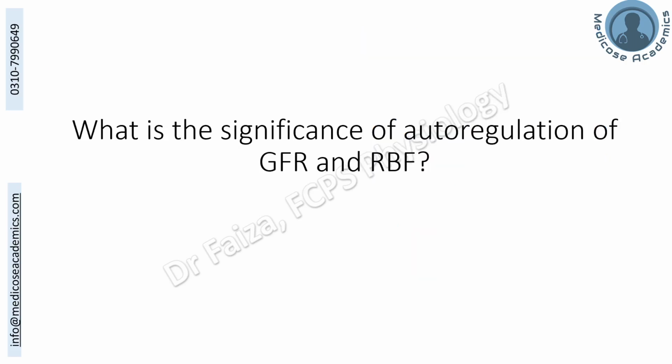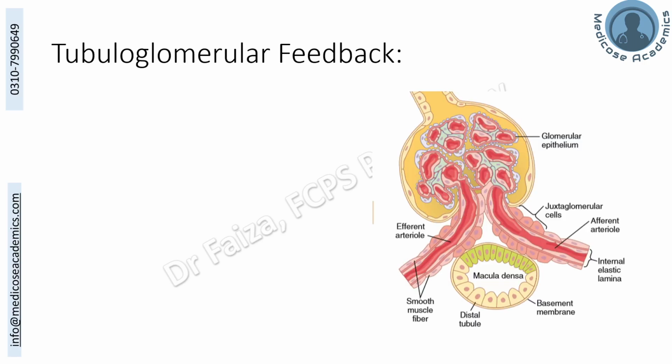What is the significance of autoregulation of GFR and renal blood flow? It goes without saying that otherwise a small reduction or increase in the mean arterial pressure would lead to a huge increase or decrease in the urine output that would become problematic for the patient. So despite this huge variation, the body is capable of keeping this autoregulated.